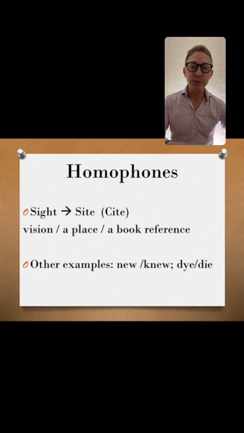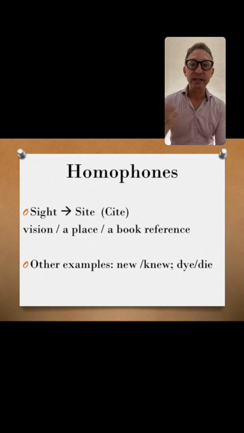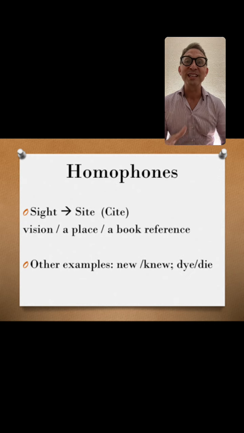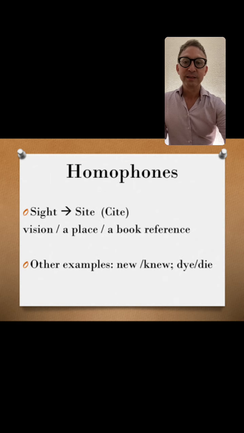New. So my shoes are new. I bought them yesterday. I knew that. So no, I know it, I knew it. And dye. Dye is to color something, D-Y-E. And of course, die, D-I-E, is to no longer live. So these are homophones, and this is what makes English a little bit difficult in terms of spelling.